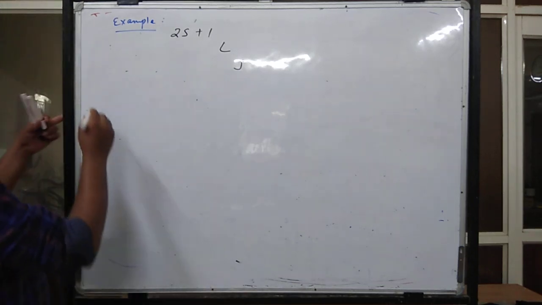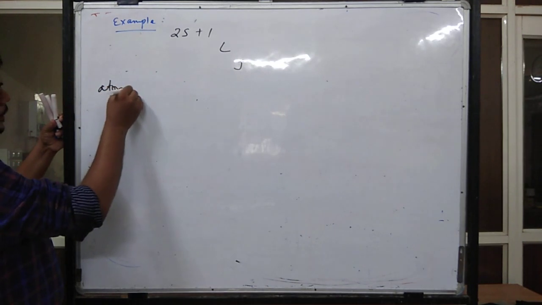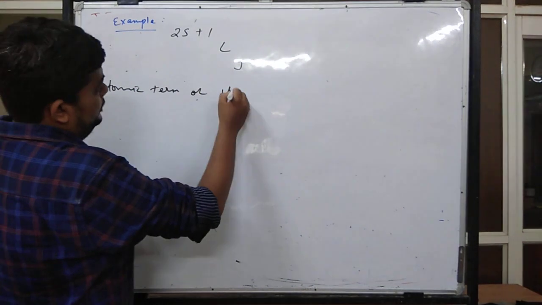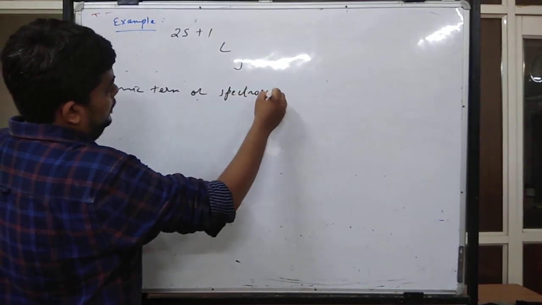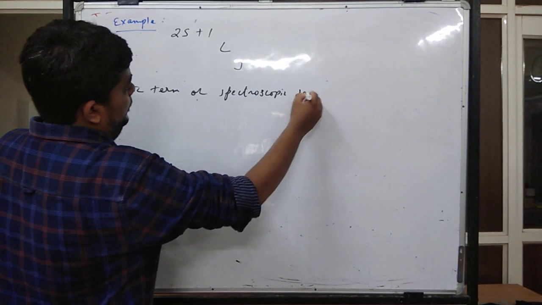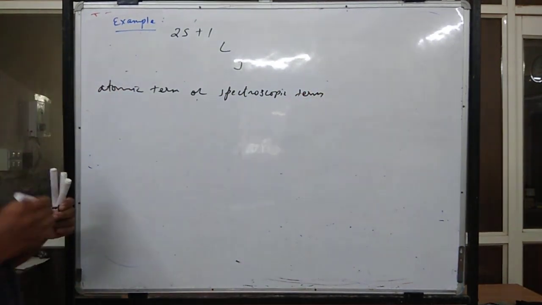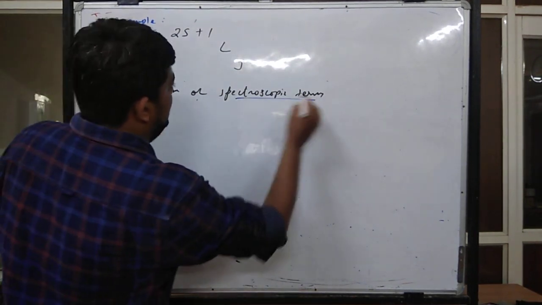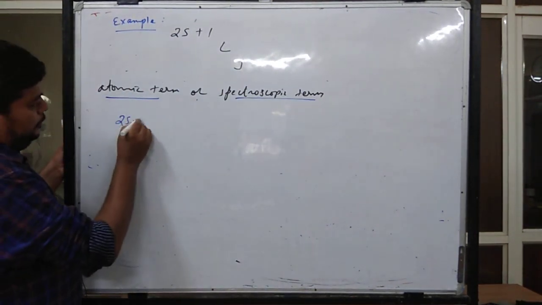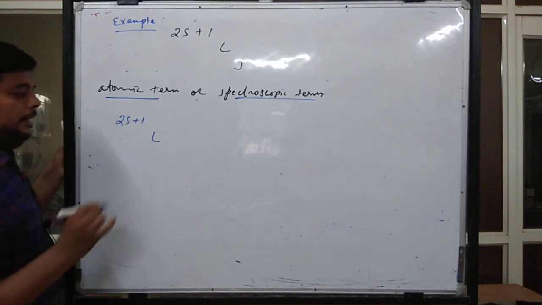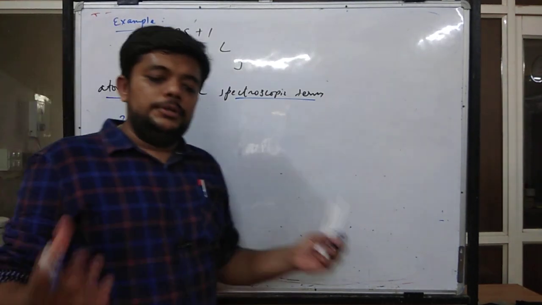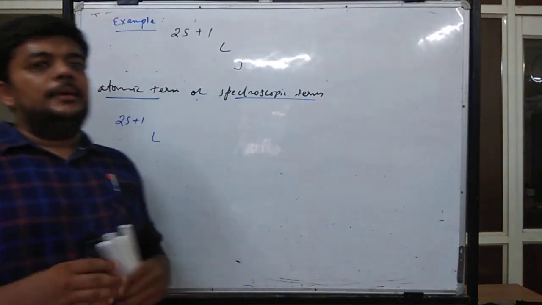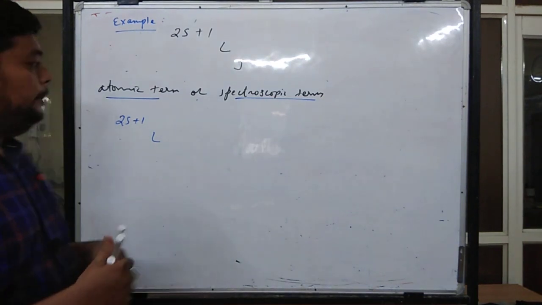But today, while discussing the atomic term or spectroscopic term, in this category of term symbols, we will majorly focus on 2S plus 1 and L. We will not think much about J. We will take 5 to 6 random examples in this short video today.